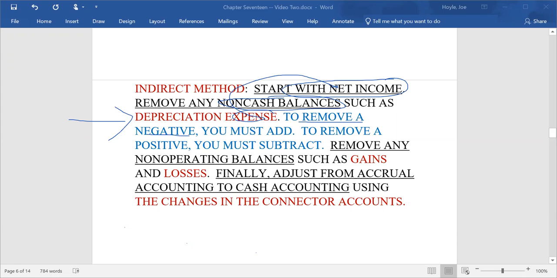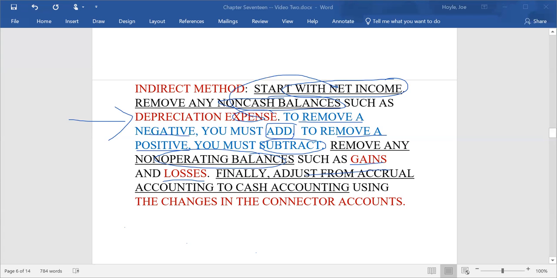If it's a negative, then of course depreciation expense would be a negative, then we have to add it. That offsets it, that eliminates it. If it had been, for example, a positive, then to eliminate it from net income, we would have had to subtract it. That's an important thing to remember when you're dealing in the indirect method. If the number in net income is a negative, you have to add. If it's a positive, you have to subtract. The same is true for any non-operating balances such as gains and losses. The positives are subtracted, the negatives are added back.